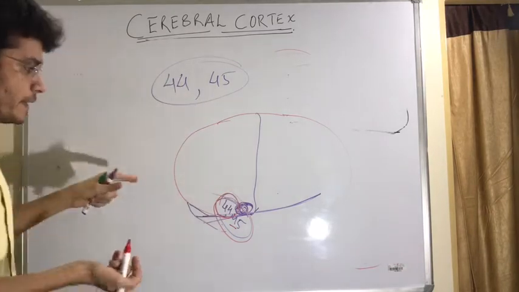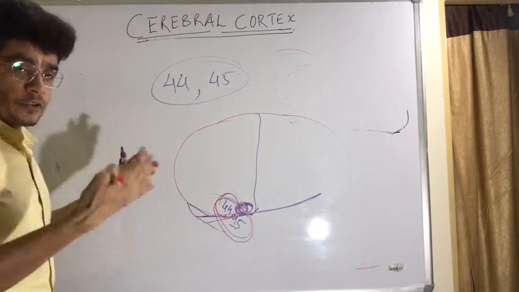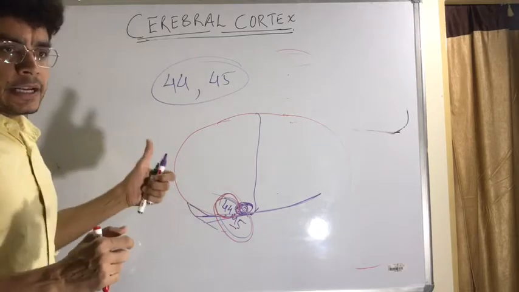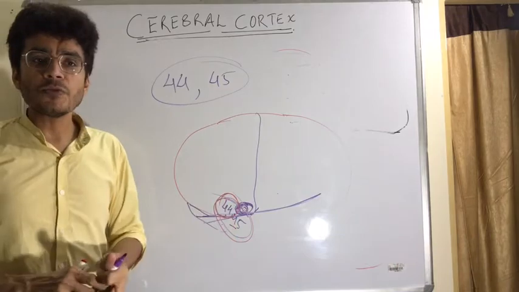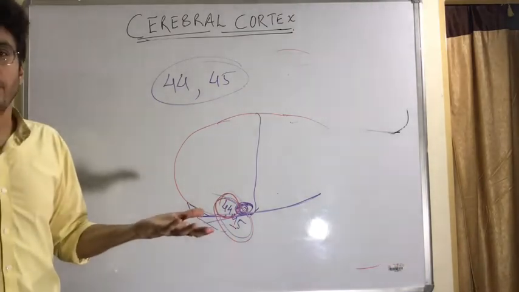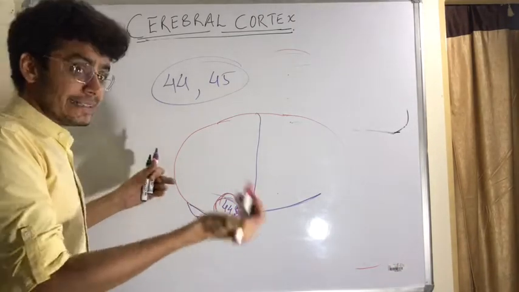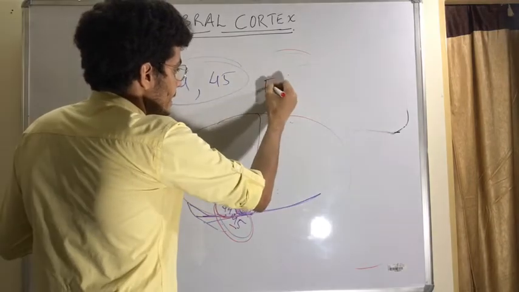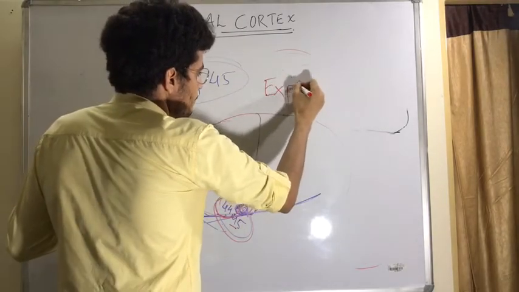Okay, so if there is any lesion, like the blood supply is compromised, then that affected person won't be able to express himself. That's why that lesion will be called expressive aphasia.